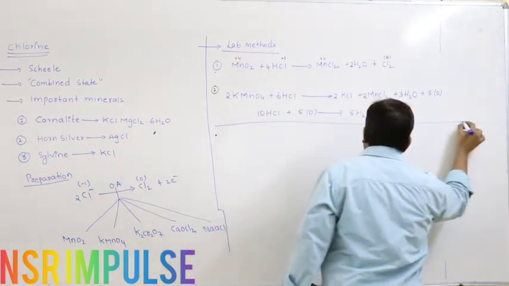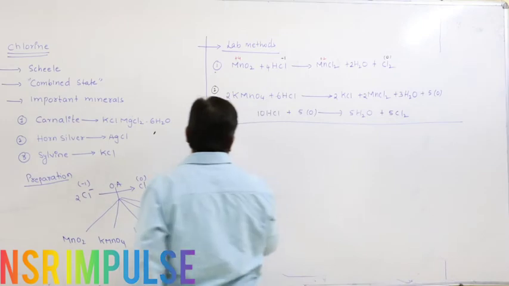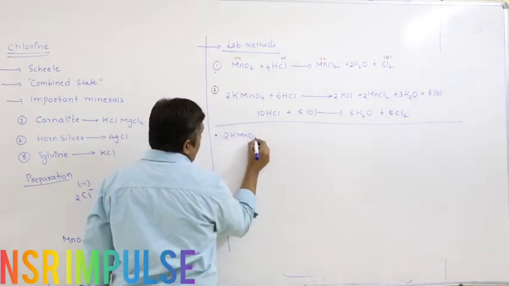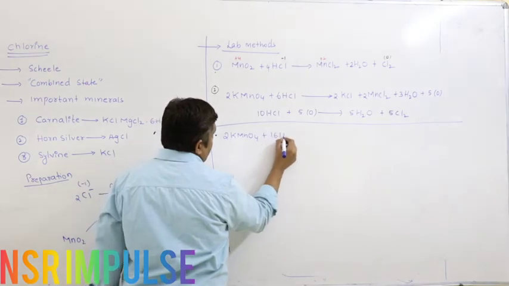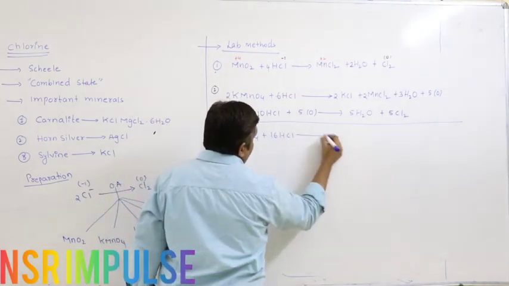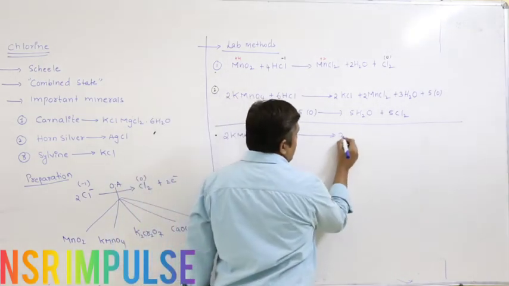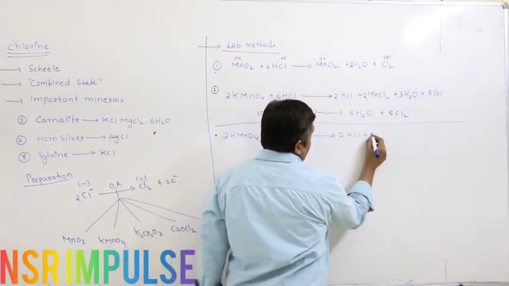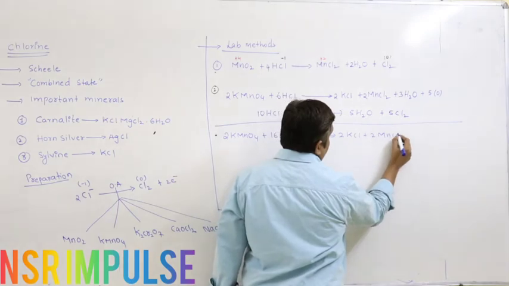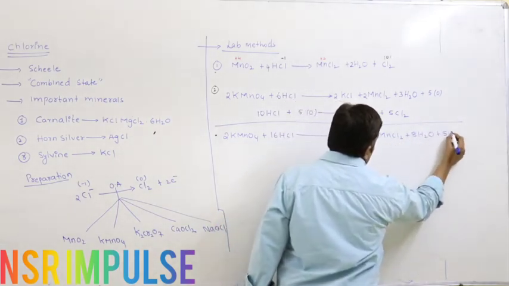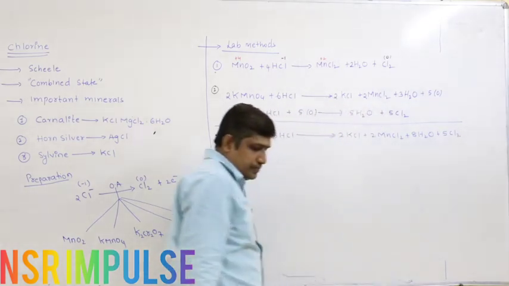So this is the overall reaction. Add these two, what do we get? 2 KMnO4 plus 16 HCl. 5 nascent oxygen, they will be cancelled. Left over is 2 KCl plus 2 MnCl2, 8 H2O and 5 moles of Cl2.